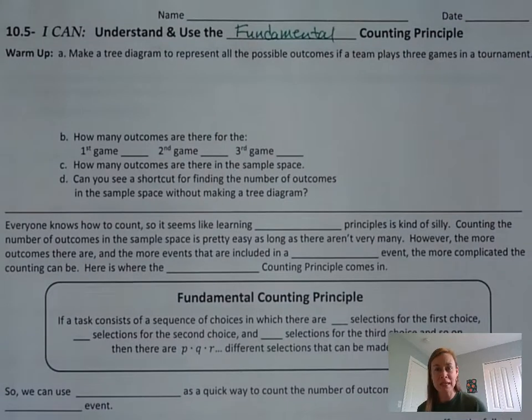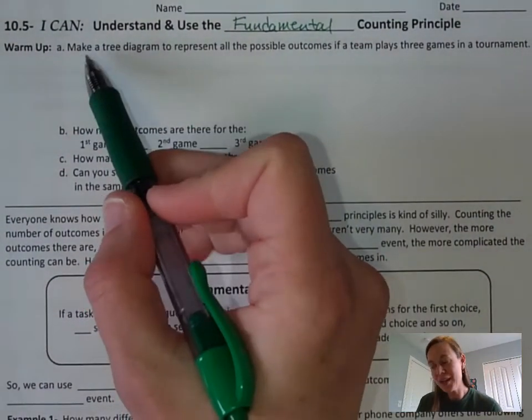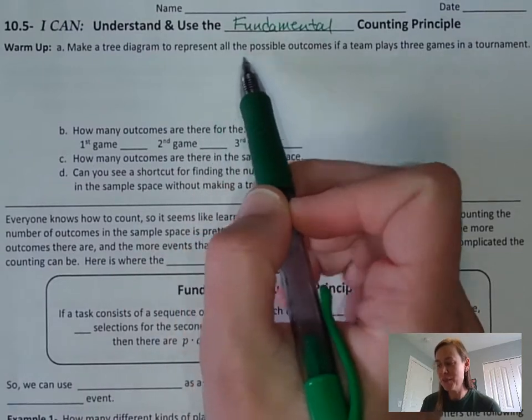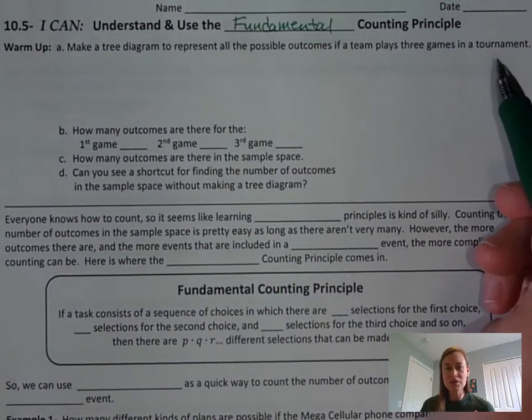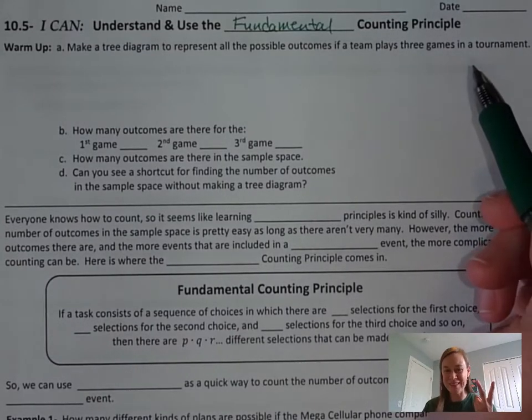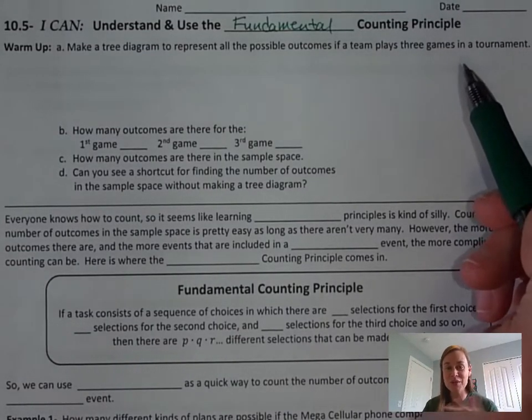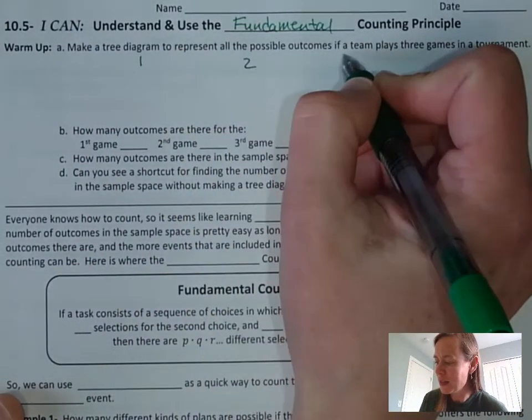Fundamental counting principle. So first we're starting with a warm-up. It says, make a tree diagram to represent all the possible outcomes if a team plays 3 games in a tournament. We're going to assume that for each of these 3 games, there's only two possible outcomes, win or lose. We're going to assume that there's no tying here. So we would have game 1, game 2, and game 3.